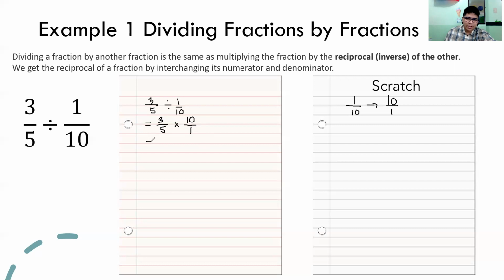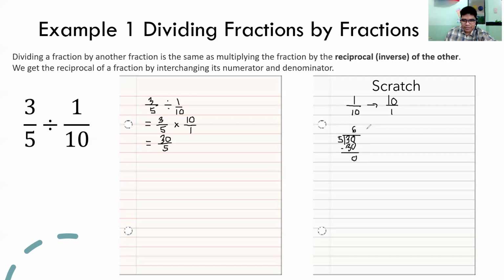And it's going to be very simple to do. We just multiply the two top numbers. 3 times 10 is 30. And then 5 times 1 is 5. So we have 30 divided by 5. If we divide that in our scratch, what will we get? We will get 6, of course, by the multiplication table.